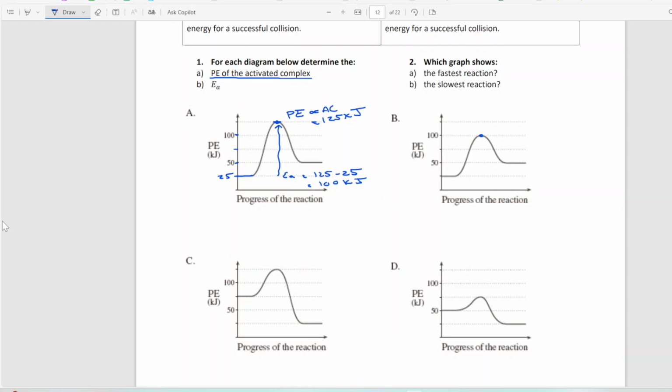So for this one, the activated complex has an energy of 100 kilojoules. And for this one, the activation energy is from reactants up to activated complex, which is going to be from 25 up to 100, which is going to be 75 kilojoules. All right, pause the video. Give the next 2 a go.